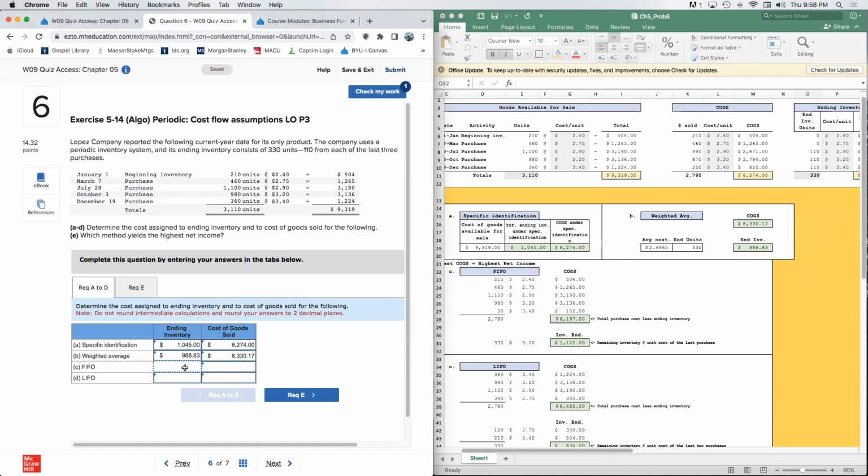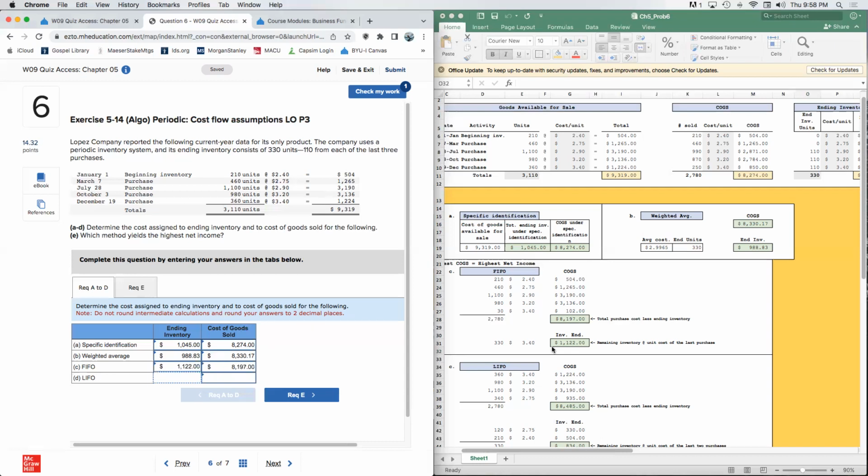So we can put that ending inventory here, 1,122. And the cost of goods sold is again just the difference between the ending inventory and the total cost of goods purchased for the year. And so 9,319 minus 1,122 equals 8,197. And you can figure this a couple different ways. This is probably the most simple.